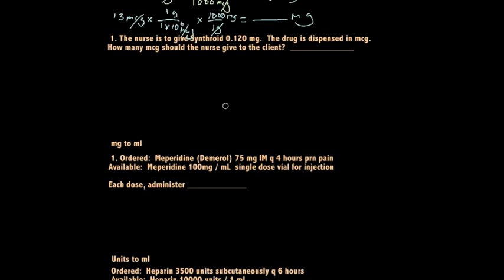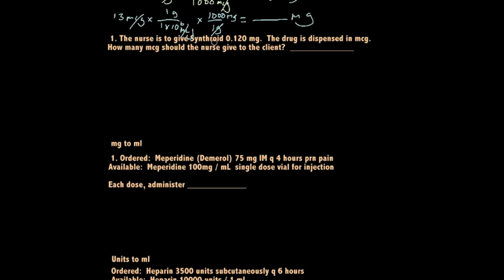Alright, so this is part two to where we left off on the milligrams and micrograms. So I'm just going to work through this problem. This one's actually with a drug now. The nurse is to give Synthroid 0.120 milligrams. The drug is dispensed in micrograms. How many micrograms should the nurse give to the client?